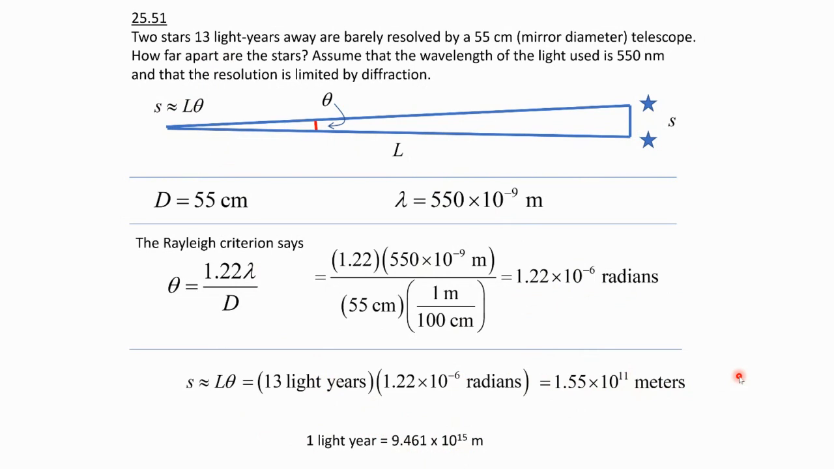Is there a question? How did you know that S is approximately L times theta? Remember from last semester, arc length equals radius times angle, where the angle is in radians. This is the definition of what a radian is. What I'm doing is approximating this separation as the arc length rather than the actual distance in this isosceles triangle. Yes, thank you. Okay, good.